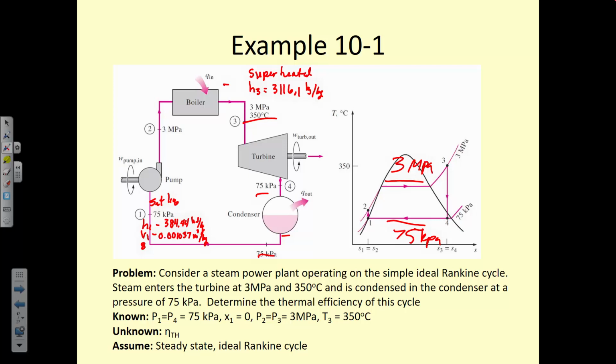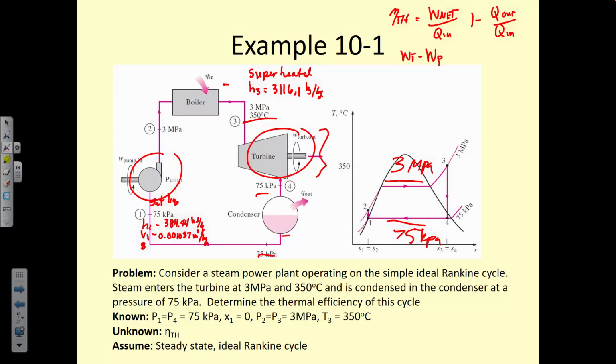So we think, okay, in this problem I need to find the thermal efficiency, which is going to be equal to either work net over Q in or 1 minus Q out over Q in. If I look at this entire system, my work net is going to be the work of the turbine minus the work of the pump. For the work of the turbine, I'm going to need to know H4 and H3. And for the work of the pump, I'm going to need to know H1 and H2.